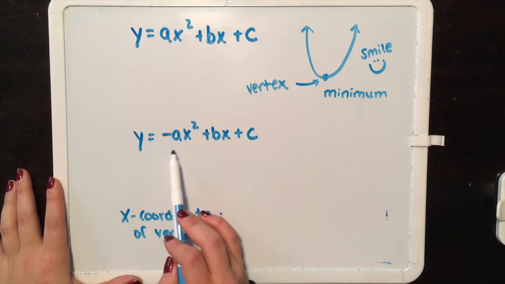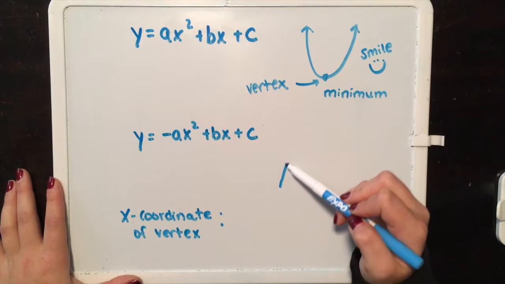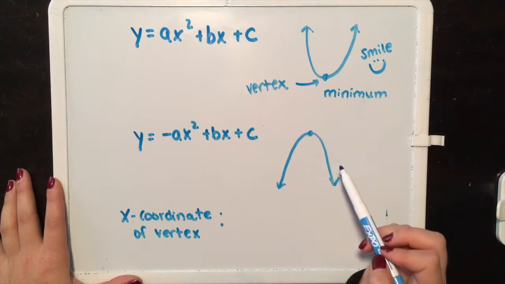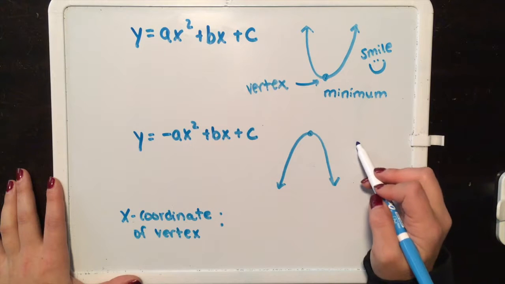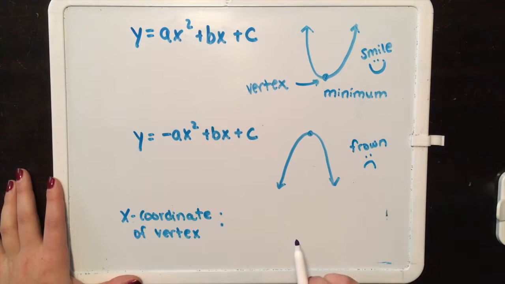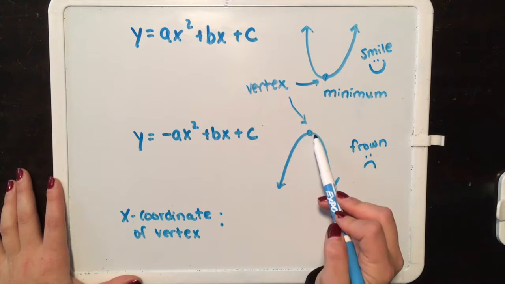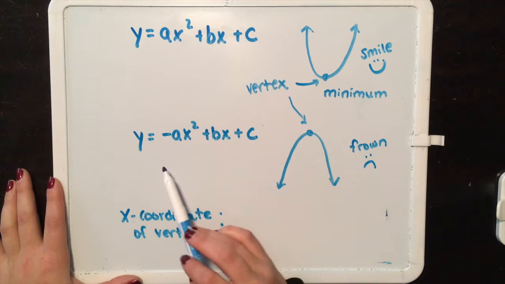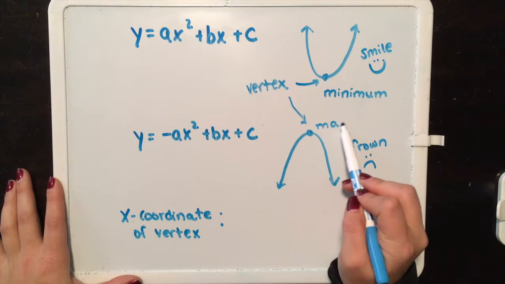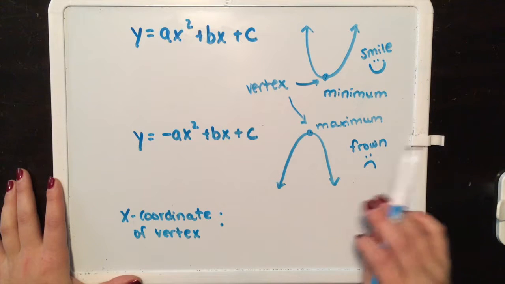In a parabola where our a value is negative, the parabola is downward facing, and since our a is negative, our parabola is frowning. This point up here is also known as the vertex, but in this scenario, when our parabola is downward, the vertex is the maximum of the function because it's the highest value on this function.